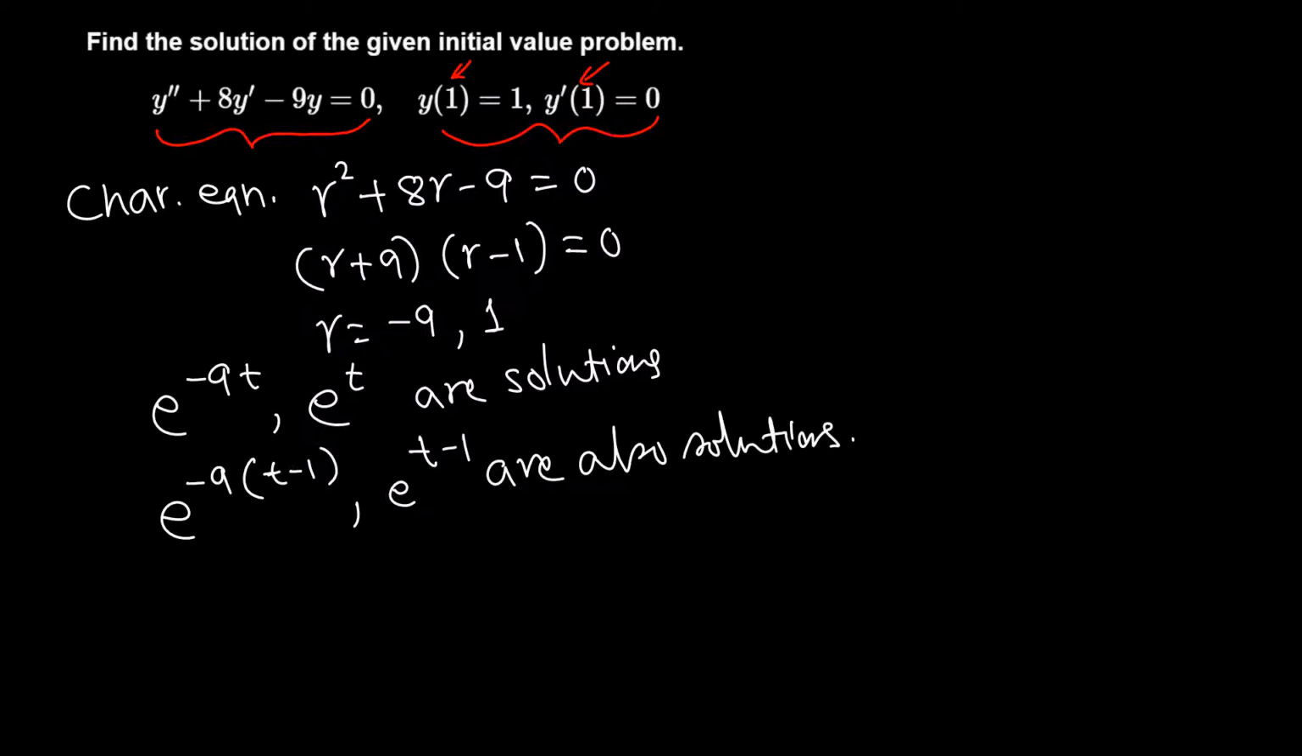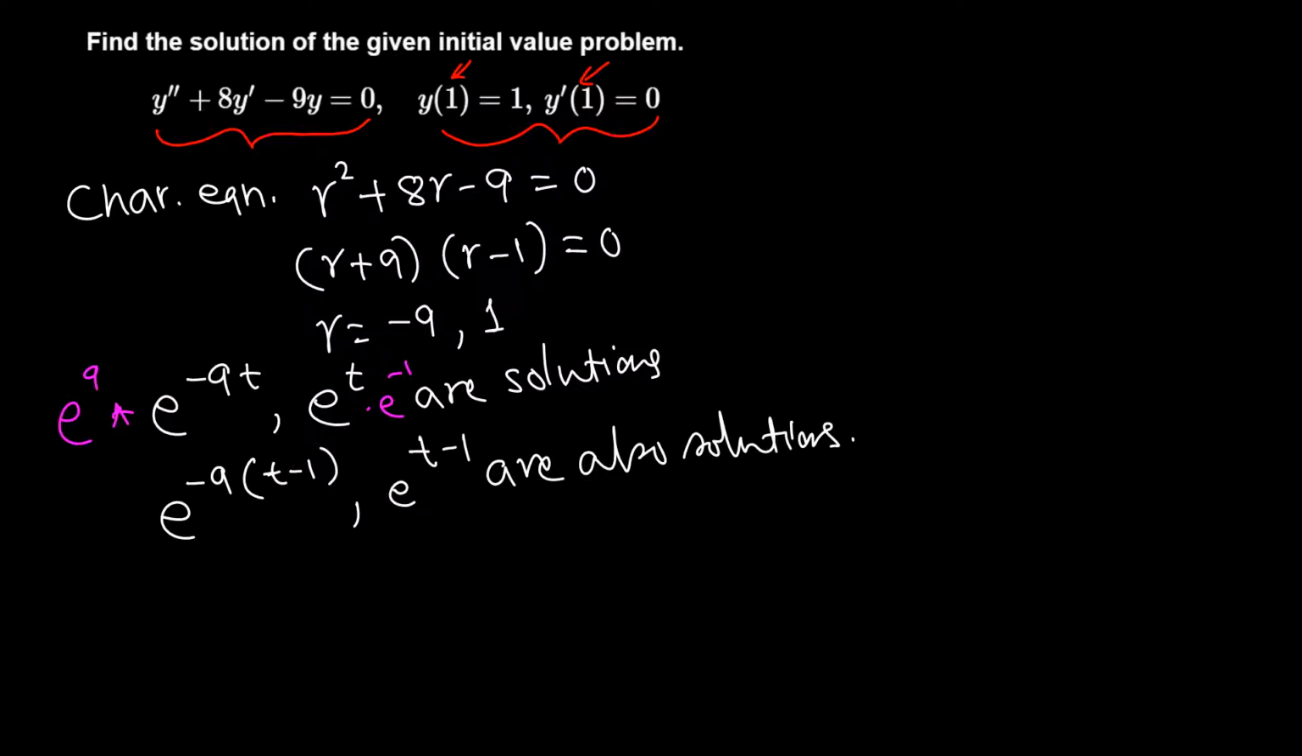How? All I did here was multiply this by e raised to 9, which is just a number. When I multiply these two, I get e raised to negative 9t plus 9, which is the same as this, and I do the same thing here. In the second, I multiplied by e to the negative 1, and when I combine I get e raised to t minus 1.